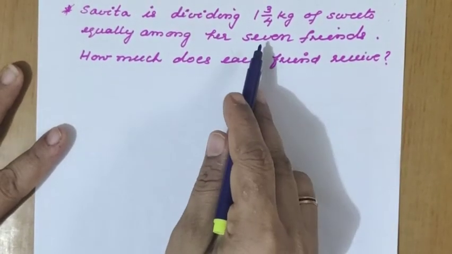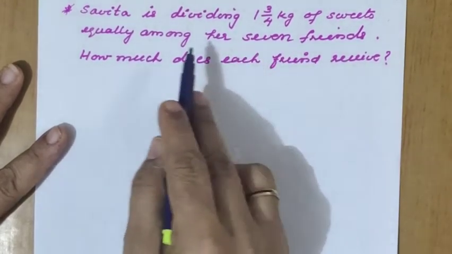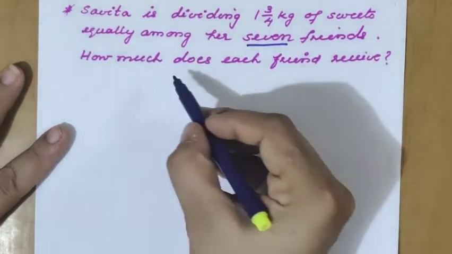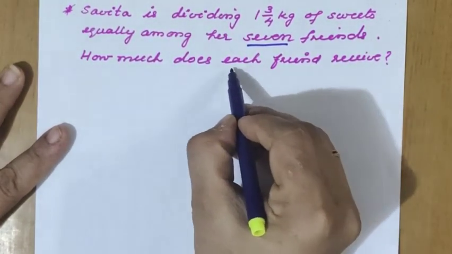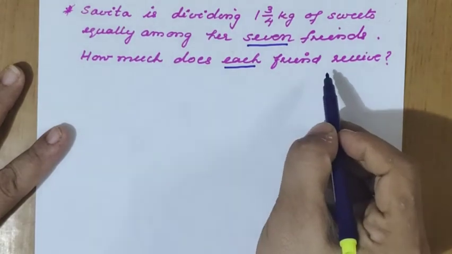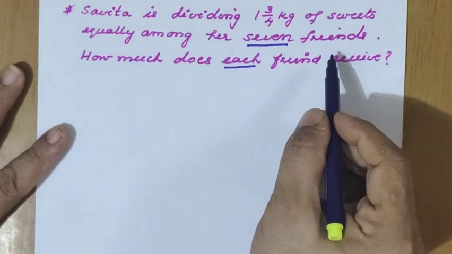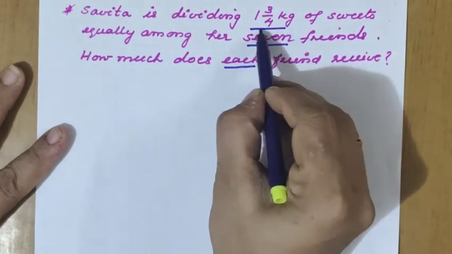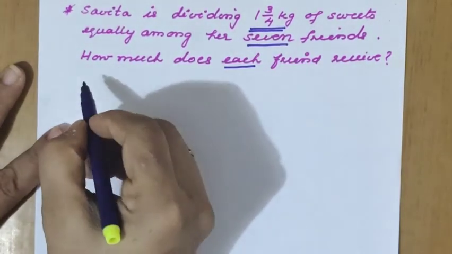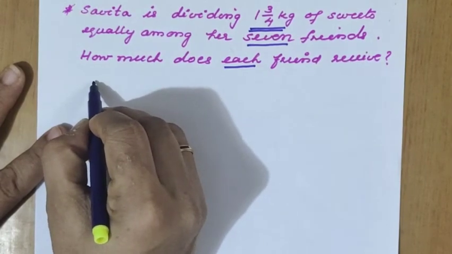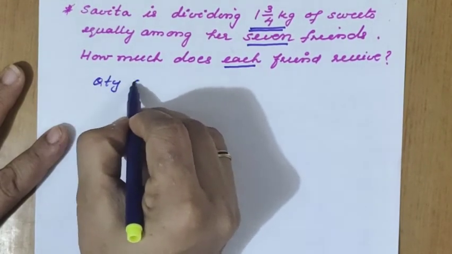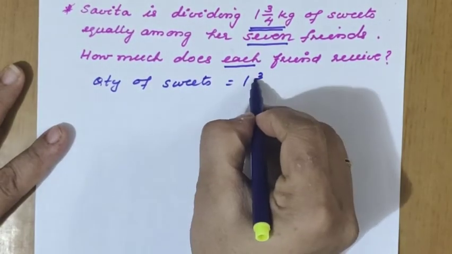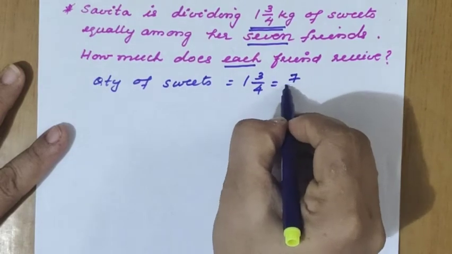Savita is dividing 1 integer 3/4 kg of sweets equally among her 7 friends. How many friends are there? 7 friends. How much does each friend receive? So for one person, what is the amount of sweets that we have to calculate? So what is the total kg of these sweets? That is 1 integer 3/4. So the quantity of sweets available is 1 integer 3 by 4, that is equal to 7 by 4 kg.